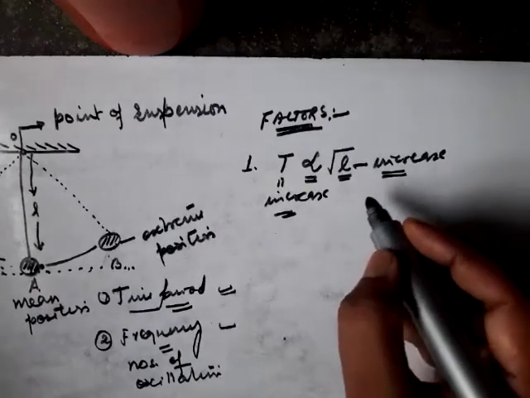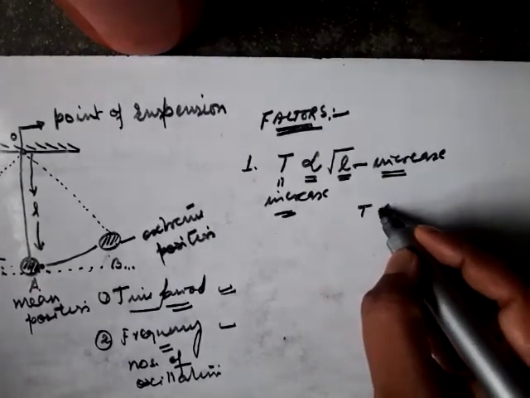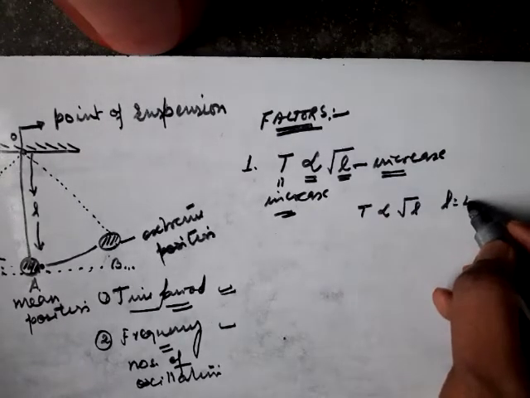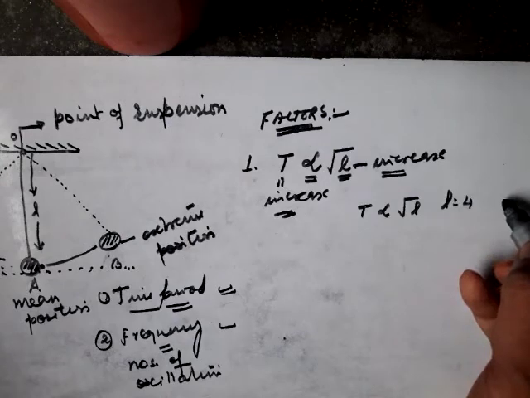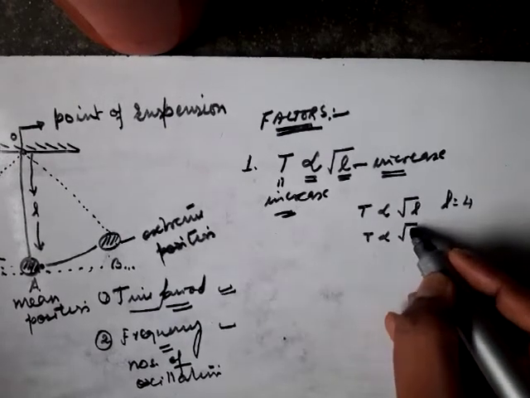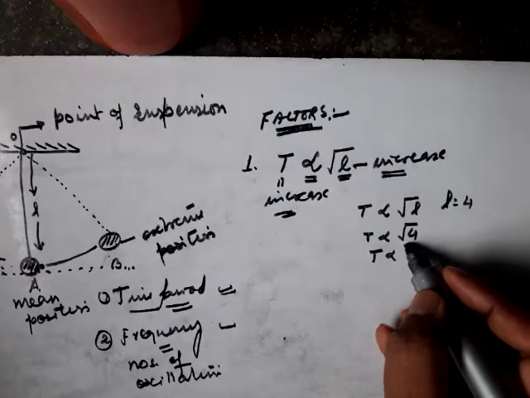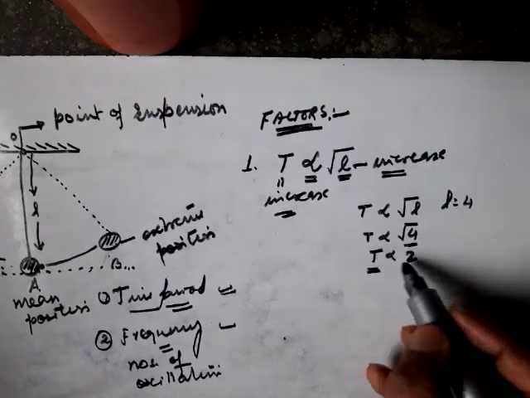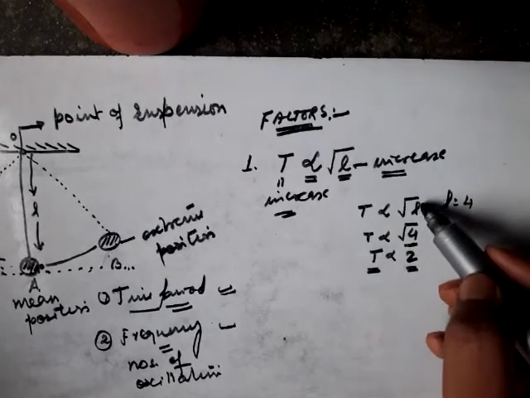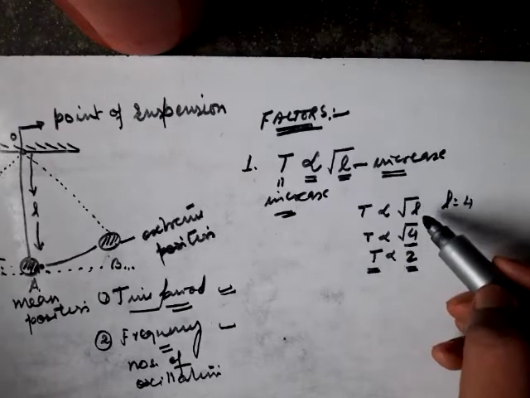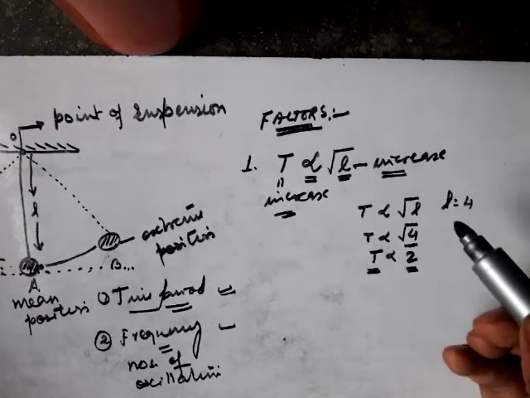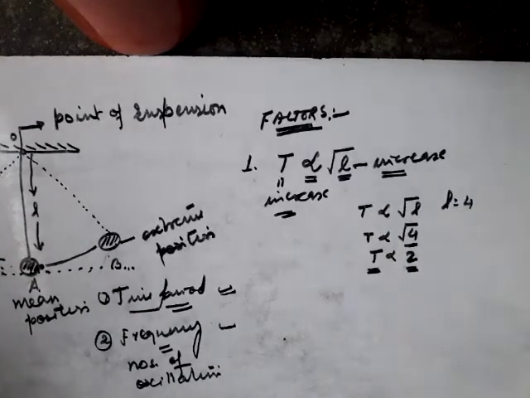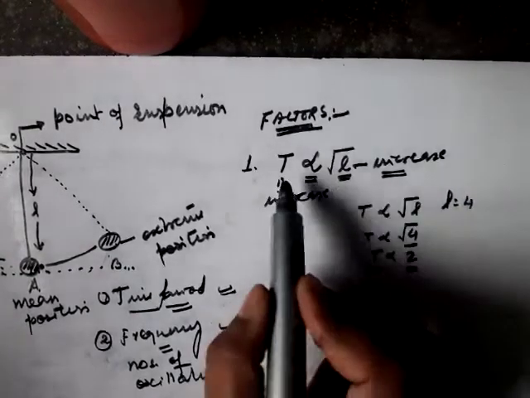Suppose T is directly proportional to under root L. If the effective length is 4 centimeter or whatever it is, then T will increase as under root 4. The value of under root 4 is 2, so the time period will increase at the rate of 2. So first of all we will determine the effective length, and after that the time period increases in that manner. Okay, this is the effective length.